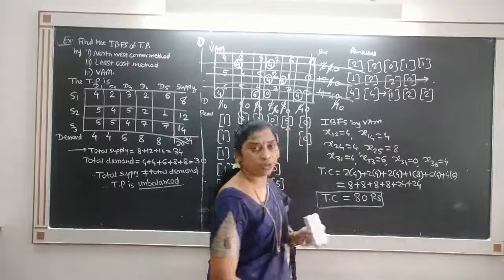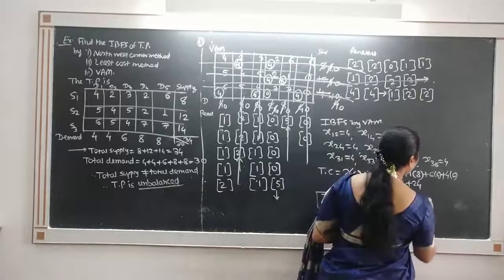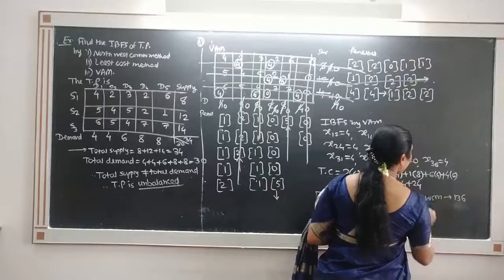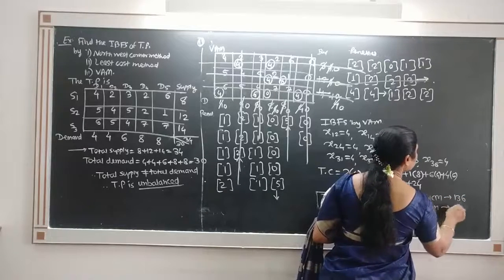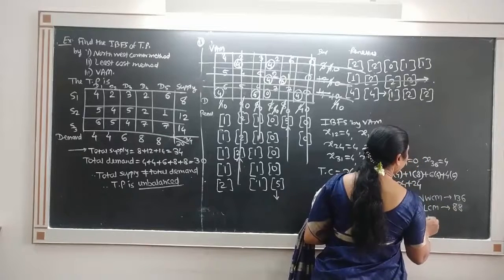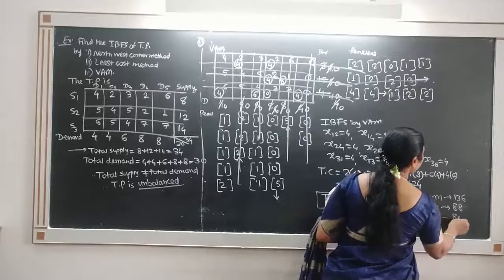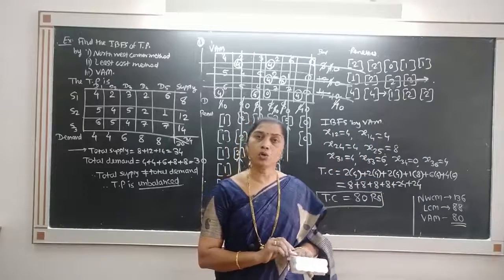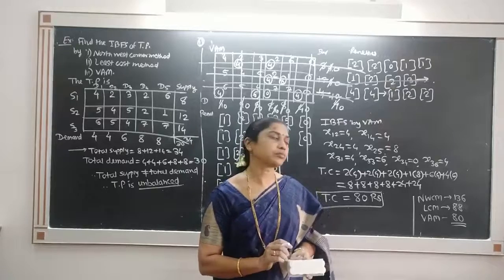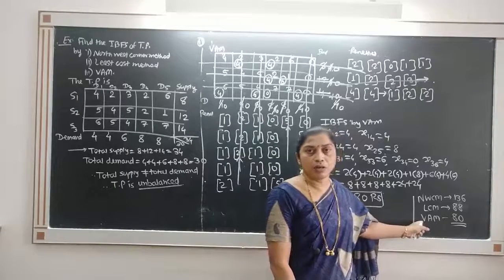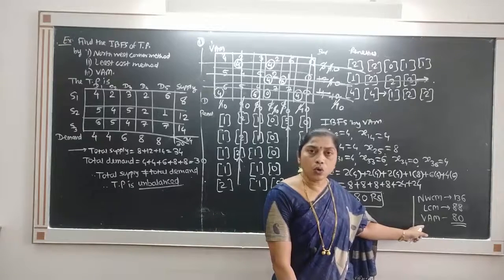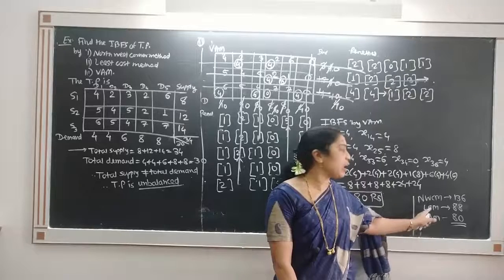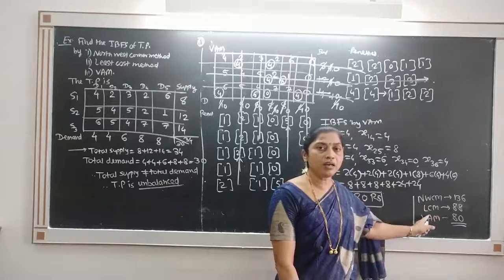Now compare all the three. If you find northwest corner method, the answer comes to be 136. By least cost method, the answer comes to be 88, and by VAM, the answer comes to be 80. Observe that VAM gives better solution than northwest and least cost. So this method gives us a closer solution to optimal solution. So VAM is better than both northwest and least cost method generally.